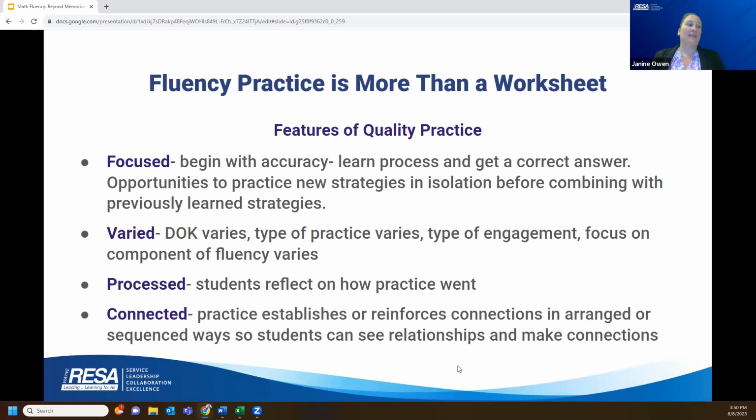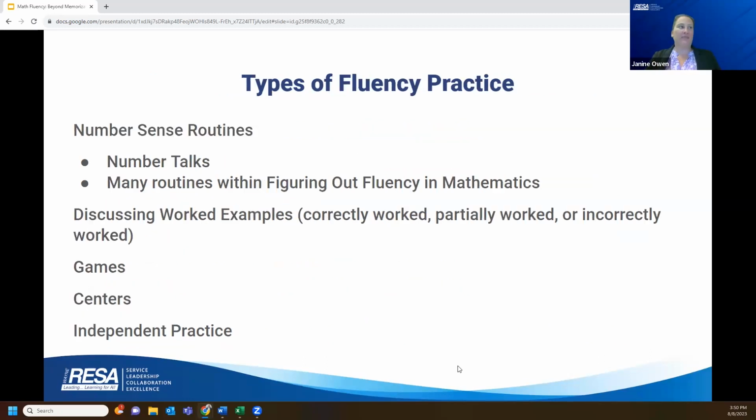And then connected. So practice establishes or reinforces connections in arranged or sequenced ways so students can see relationships and make connections. So if some of you are familiar with number talks in that book, the number talks actually build sequentially. So you can see how each problem, each sentence builds on itself. And so the students, you're hoping that they build connections. So that's one example of that. Another example would be if you have Bridges and Number Corner and you're doing number strings, those are very similar to number talks where they build sequentially.